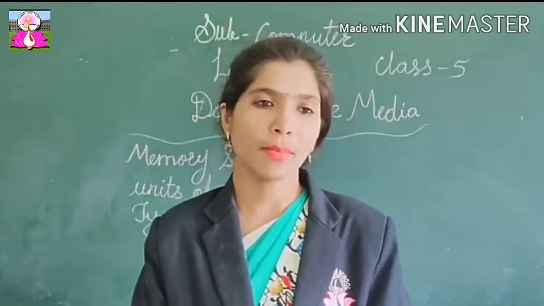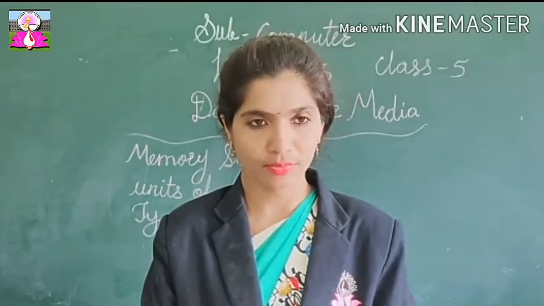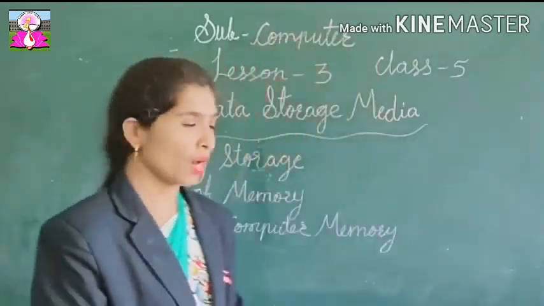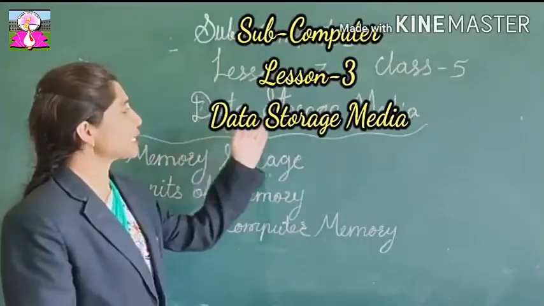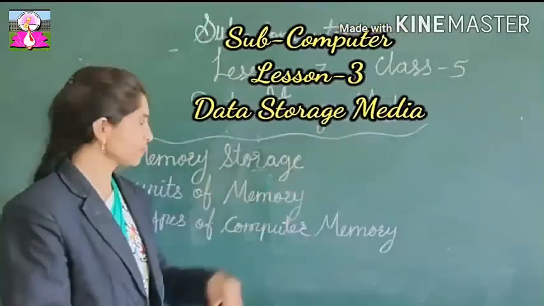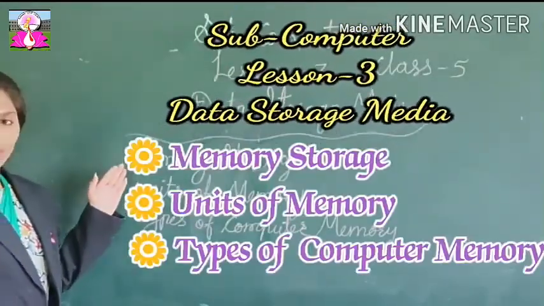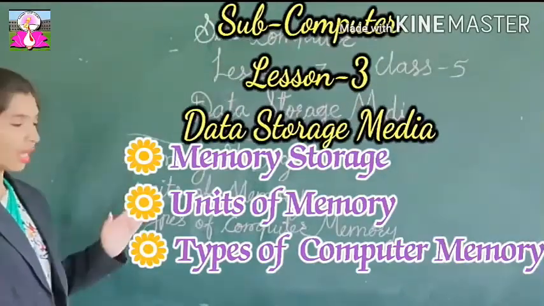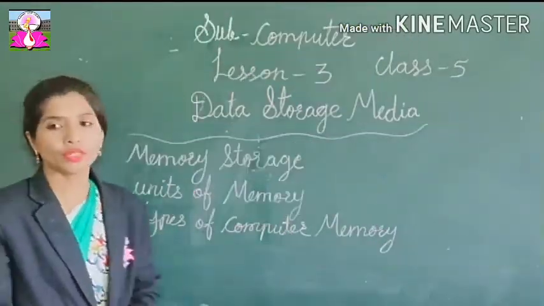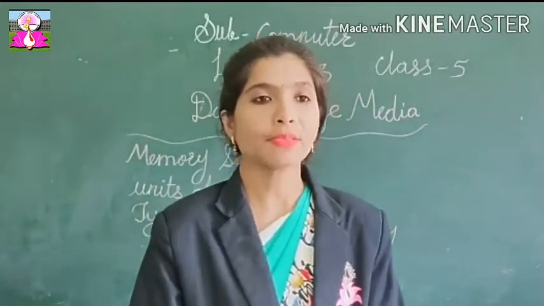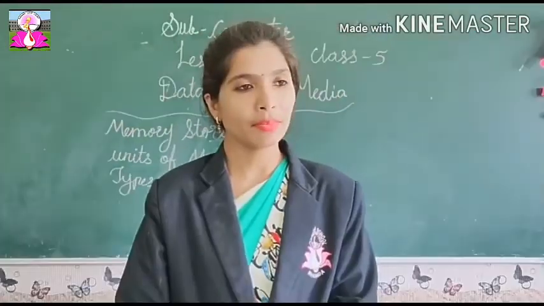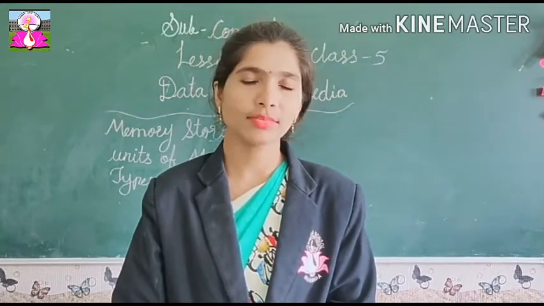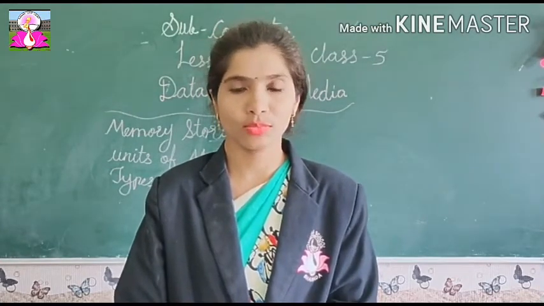Before, we have learned about generations of computer. Today we are going to learn about the third lesson, data storage media. In that we are going to learn about memory storage, units of memory and types of computer memory. Types of memory are there like primary memory and secondary memory. So one by one we will see now. Let's see.